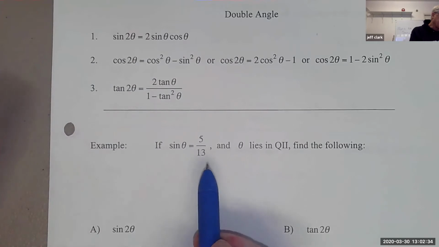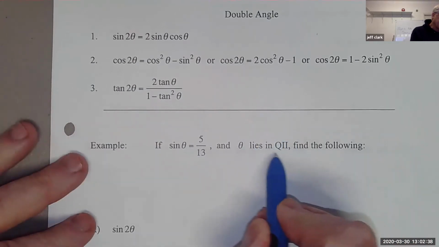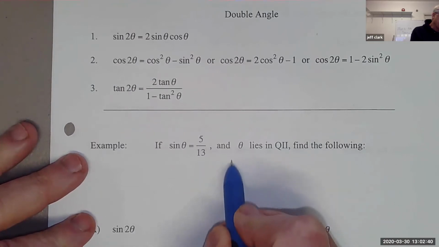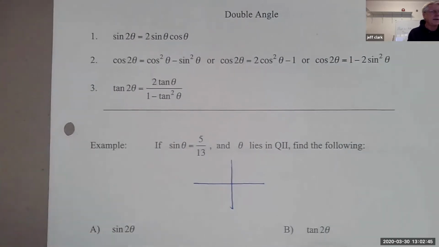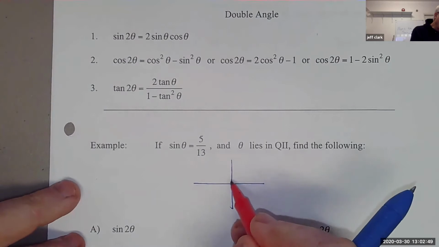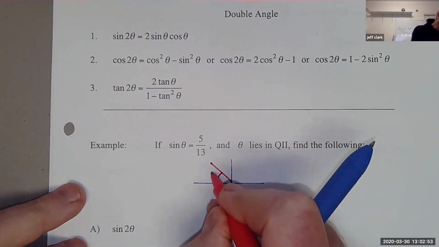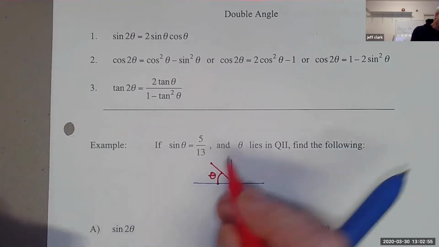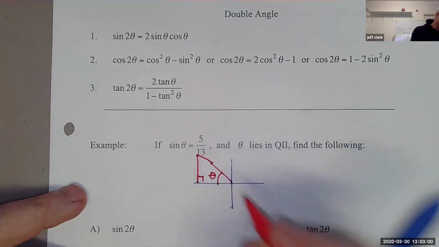So the process is the following. You're going to draw your picture. That'll be the big thing. Theta lies in quadrant 2. So I have my quadrant 2 over here. Let's say I have my angle like this, and this would be theta. Make that a little bit further out. Drop the perpendicular to the x-axis.